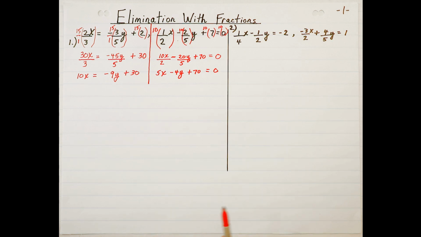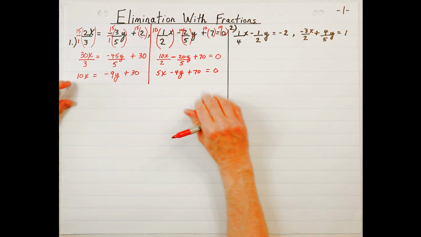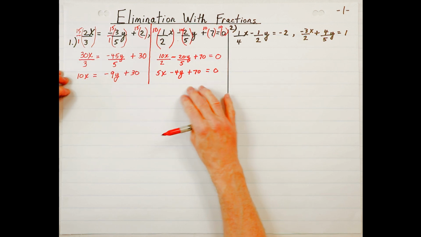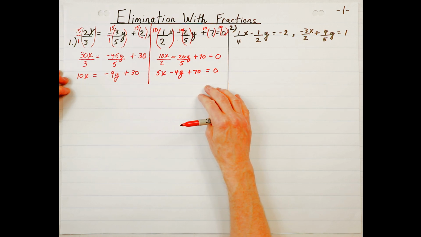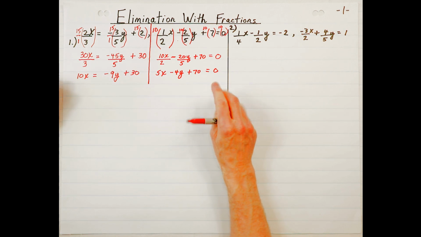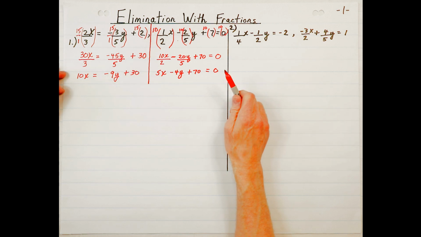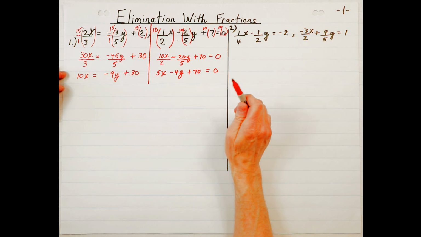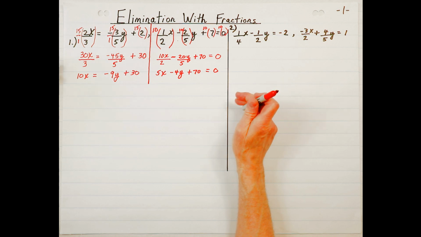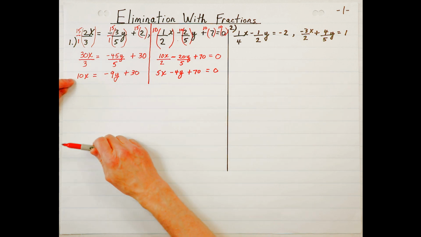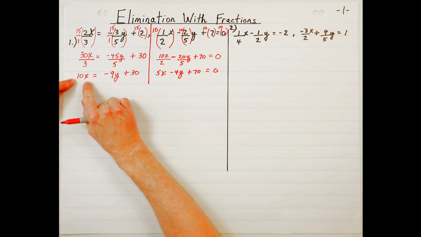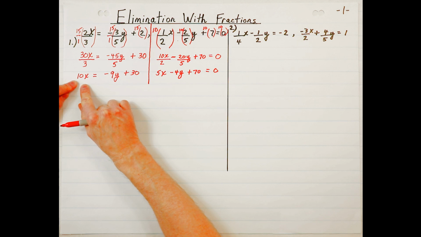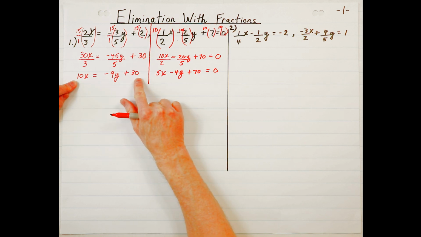So the question is, when you do elimination, what order do you want the equations to be in? Now, it really doesn't matter what order you put them in, but they both have to be in the same order. My favorite order, it doesn't mean that it will be your favorite, but this is the way I like to do it. I like to have the x and the y on the same side of the equal sign and the number on the right-hand side of the equal sign. So that's the way I'm going to do them.